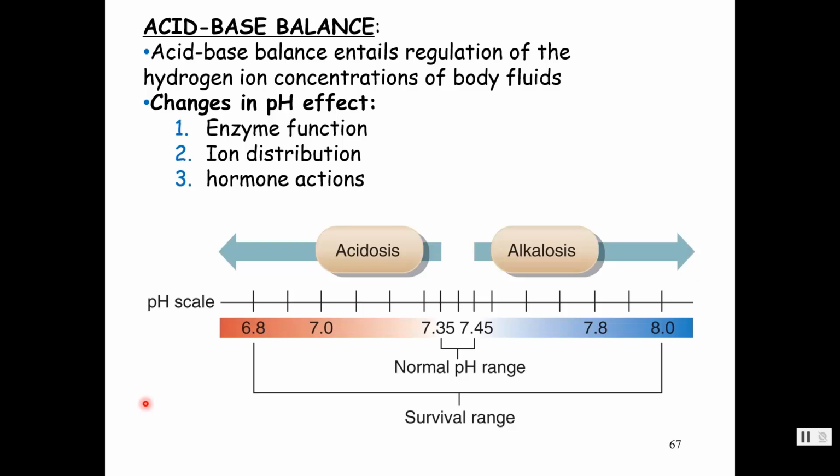So acid-base balance, the reason why we have to talk about it is because the pH is going to affect enzyme functioning, ion distribution, and the action of hormones. Pretty much our physiology is made to function in this normal range of 7.35 to 7.45, mid being 7.4. A sustained pH below 7.35 is called acidosis. A sustained pH above 7.45 is called alkalosis.